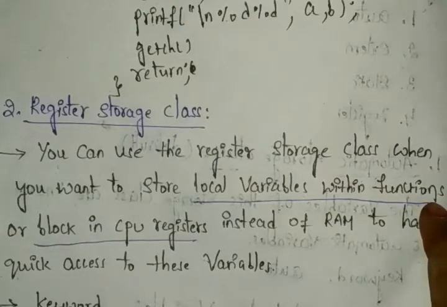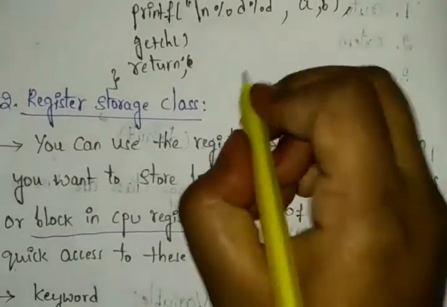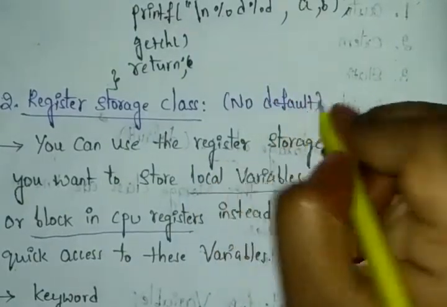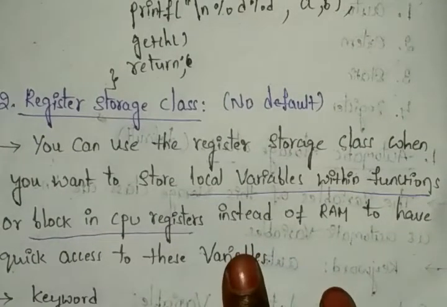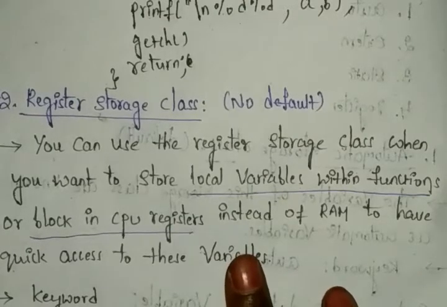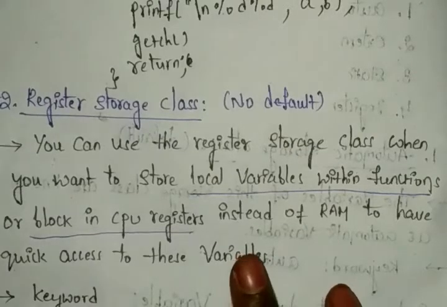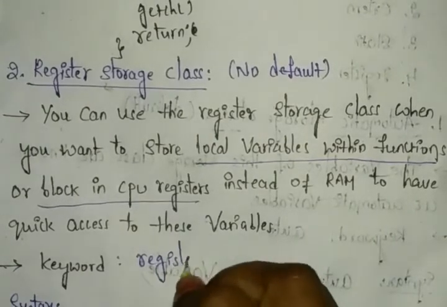We will only have a limited number of such variables, and the variables declared using the register storage class do not have a default value. Auto is the default storage class, but register is not. These variables are declared at the beginning of the program only, and the keyword to define them is register.